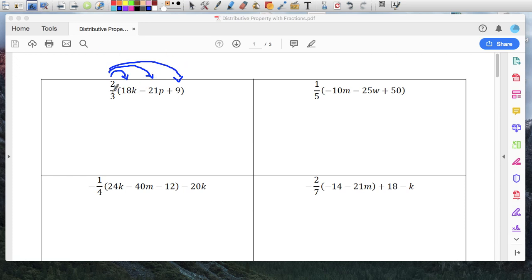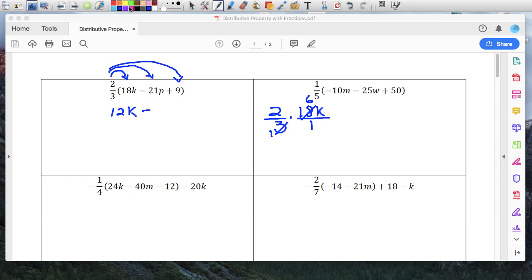Okay, so let's do the first part. 2/3 times 18k. Now put the 18k over 1, so I can simplify before I multiply. 3 divided by 3 is 1. 18 divided by 3 is 6. So I'm left with 2 times 6 over 1, right? So 2 times 6 is 12, and I'll put a k there. So 2 times 6 is 12k.